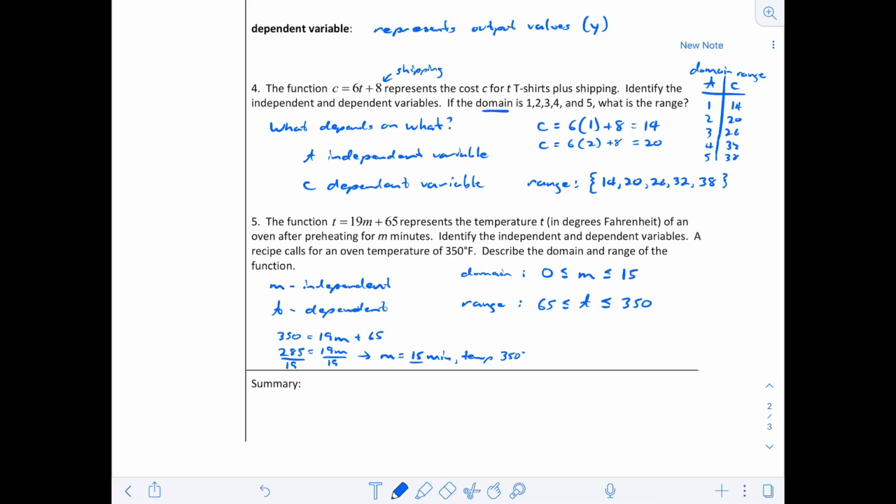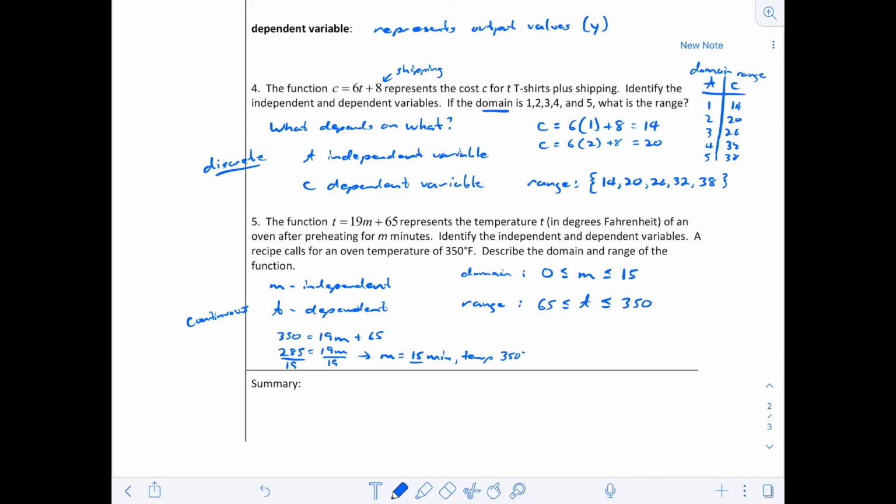The difference between 4 and 5 is that number 4 was a discrete function. Again, there's that word, discrete, meaning that it's not connected. I could buy 1 t-shirt, I could buy 2 t-shirts, I could buy 3 t-shirts, but it wouldn't make sense to buy 2.5 t-shirts. So it's discrete, we've got these individual points. Whereas number 5 is continuous because we can have different times in between minutes.